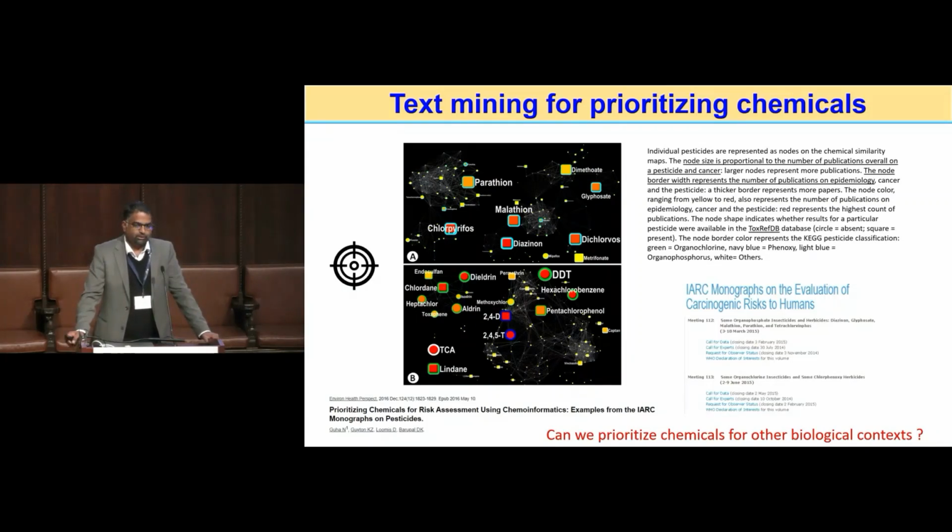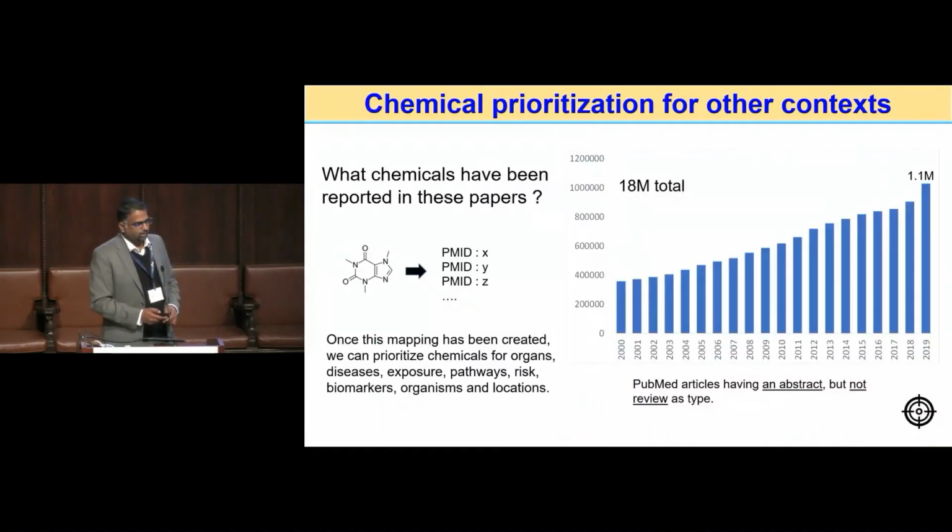The agents were recommended by this analysis. This analysis included text mining and the use of chemoinformatics to mine the entire PubMed and several other databases, to help the advisory board decide which chemicals can be recommended for the next evaluation panel. So inspired by this work, can we prioritize chemicals for some other biological context?